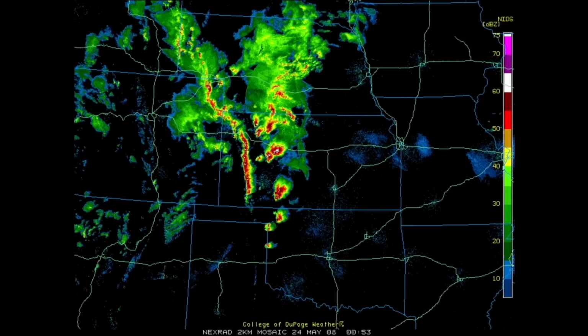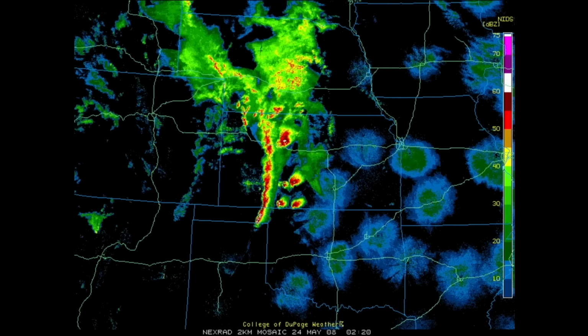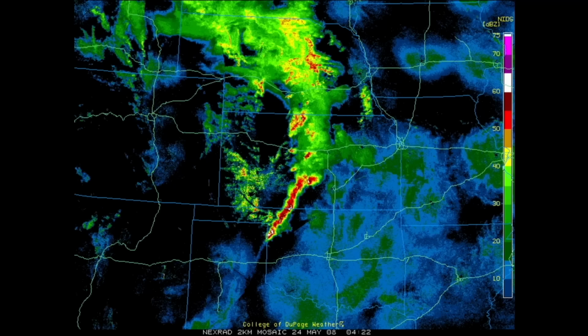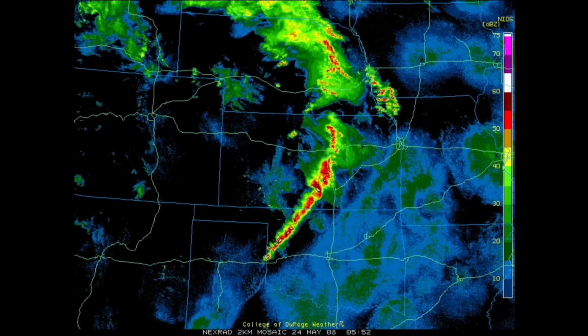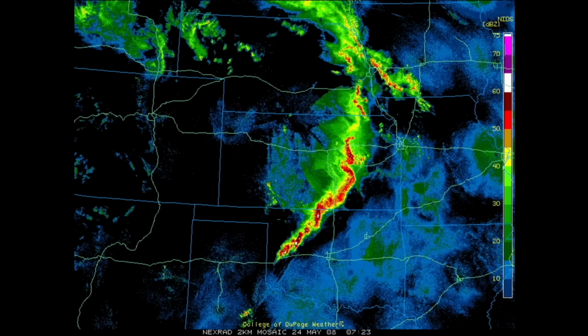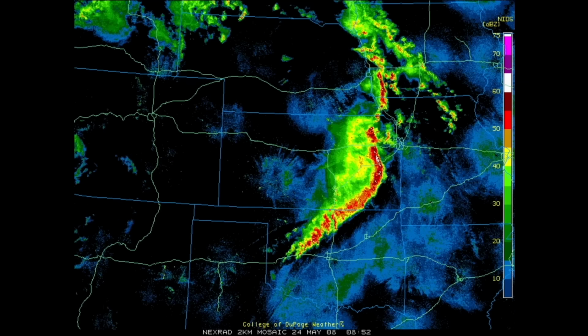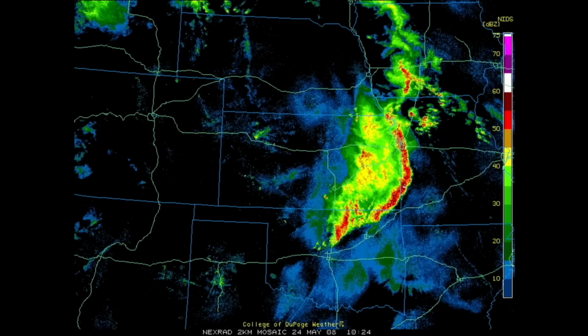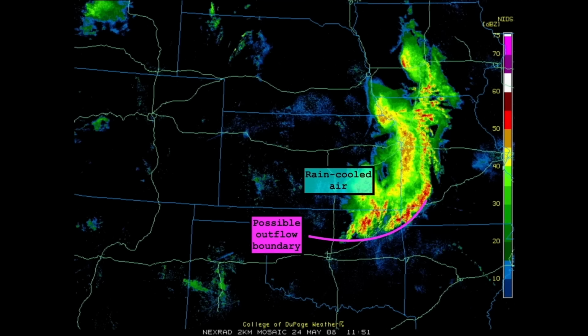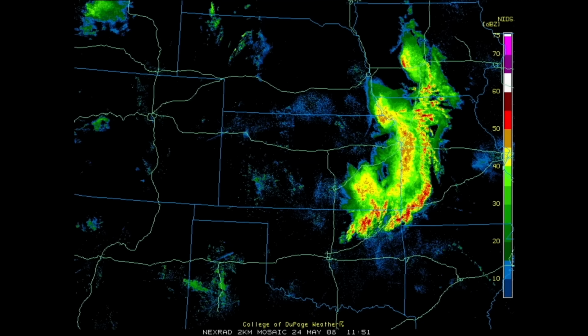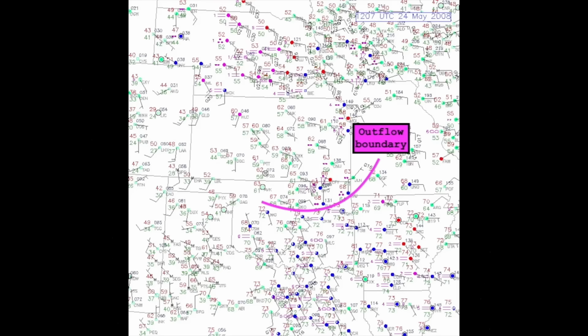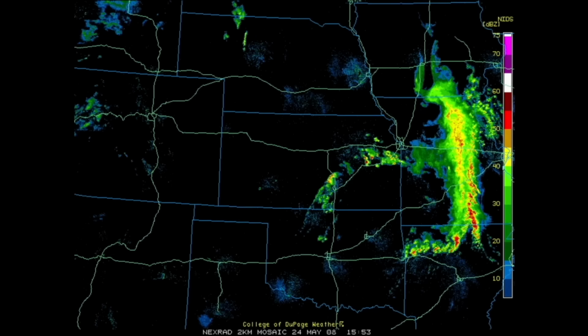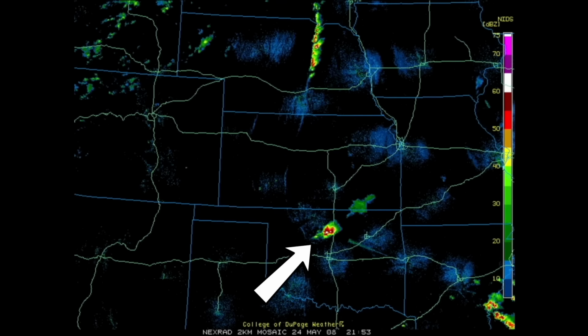In this example from May 24, 2008, an expansive convective complex developed on the evening of the 23rd and persisted through the morning of the 24th. Behind it, we would expect to see a mass of rain-cooled air, whose southern extent would be demarcated by an outflow boundary trailing from the complex's southern flank. The outflow boundary itself was somewhat unclear on mosaic radar, but surface observations confirmed its existence, and sure enough, a tornadic supercell developed along it that afternoon.